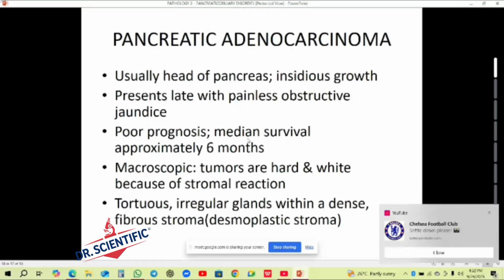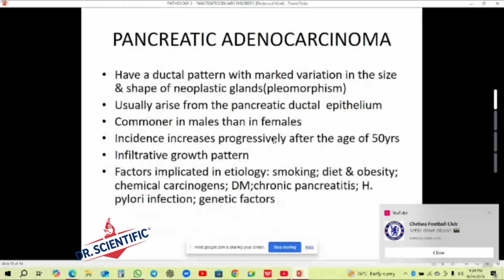If you look under the microscope, you are likely to see a ductal pattern with marked variation in size and shape, that is neoplastic pleomorphism, in pancreatic adenocarcinoma. They usually arise from the pancreatic ductal epithelium, so it occurs from the epithelium of the ducts. It tends to be more common in males than females. After the age of 50, the incidence increases progressively. It tends to have an infiltrative growth pattern, that is, it infiltrates into the pancreatic tissue and even surrounding tissue.